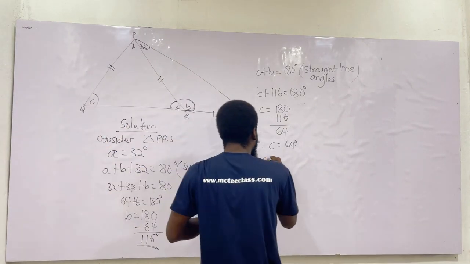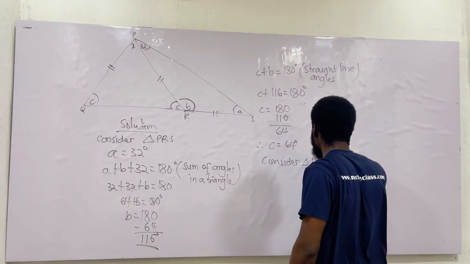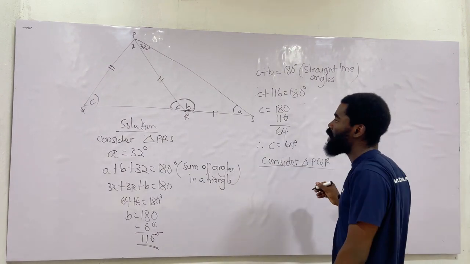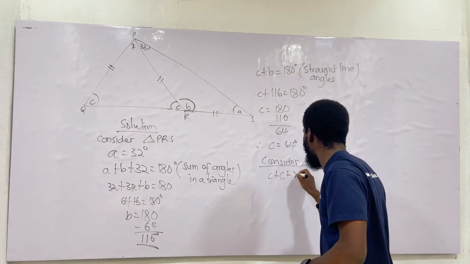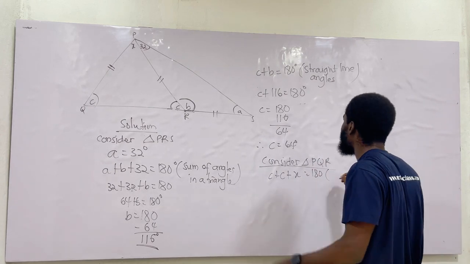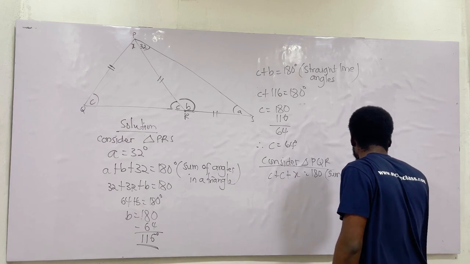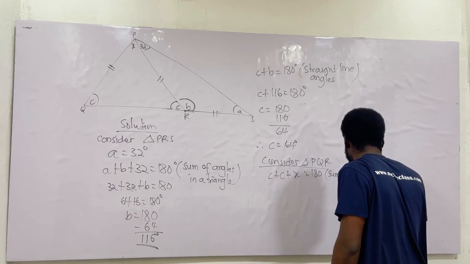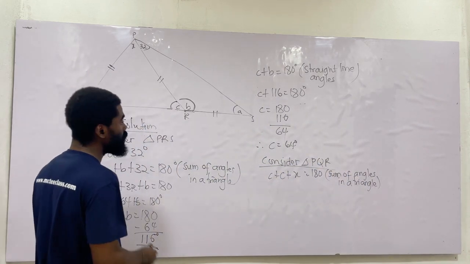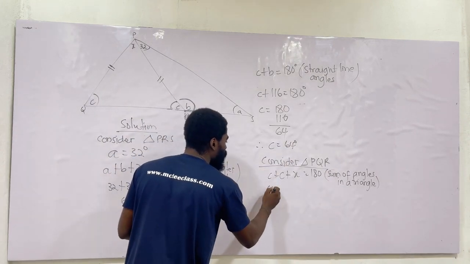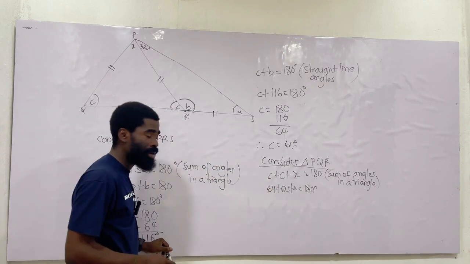So once again, I'll tell the person that when I consider triangle PQR, for PQR, what do I have? I'll have C plus C plus X equals 180. What's the reason? Once again, sum of angles in a triangle. But we know C to be what? To be 64. So we have 64 plus 64 plus X equals what? Equals 180 degrees. Okay, let's go.